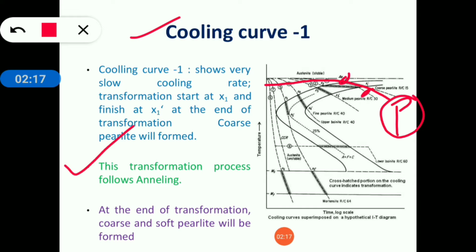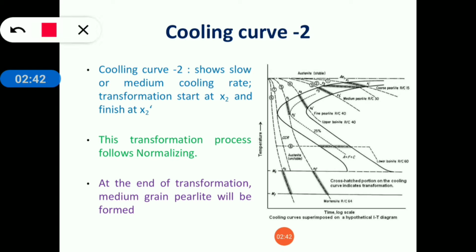This transformation process follows annealing, because the cooling happens in the furnace. That's why this process follows annealing, and at the end of the transformation coarse and soft pearlite will be formed. Now cooling curve number 2.